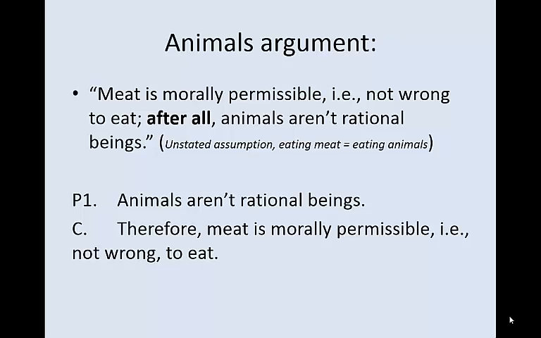So let's go back and look at some of our initial arguments. Earlier we had an argument about eating meat. Eating meat is morally permissible. That is, meat is morally permissible, that is, not wrong to eat. After all, animals aren't rational beings. And there's an unstated assumption here that eating meat means eating animals. So, stating this a little formally, we have a premise: animals aren't rational beings. Therefore, meat is morally permissible to eat.